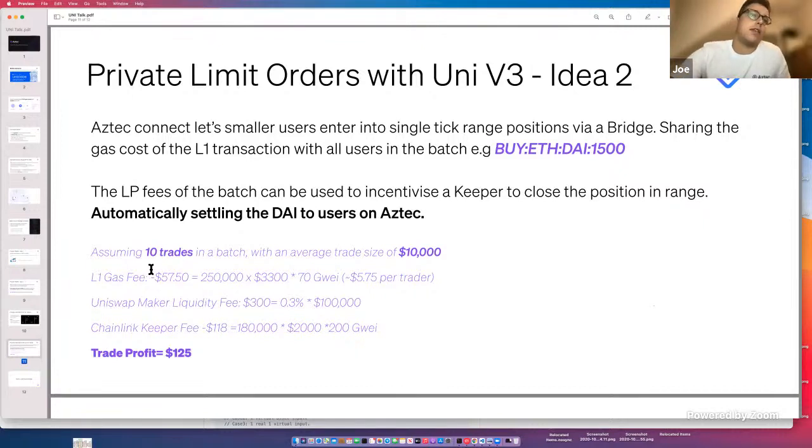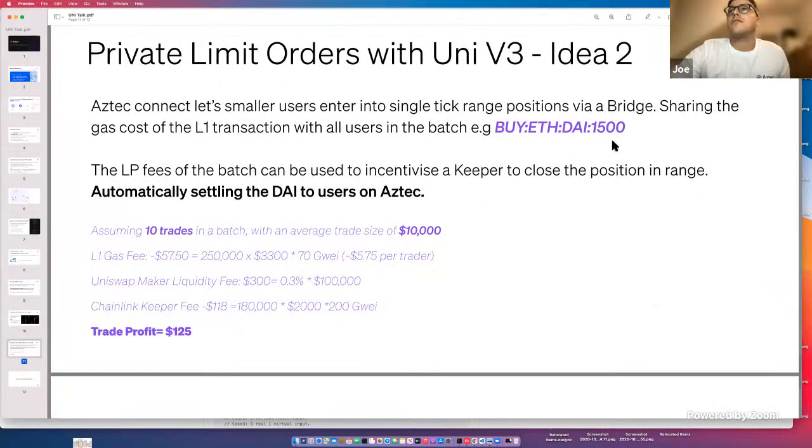I did some back of the envelope sums down here to work out that, even including paying Chainlink keeper gas costs at a pretty high gas price, the trade is still profitable. So it'd be quite nice to have a system where you can set up these limit orders or take profit orders for large amounts over time using Aztec Connect bridges. This one is a bit more complicated, but I'm happy to take some questions on it.